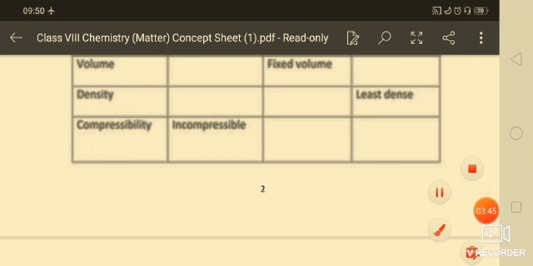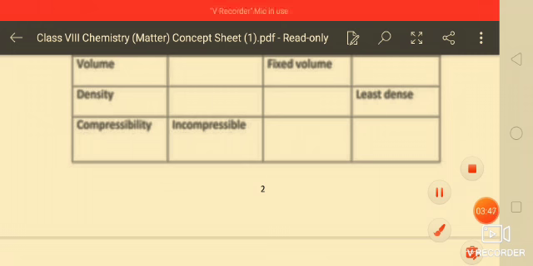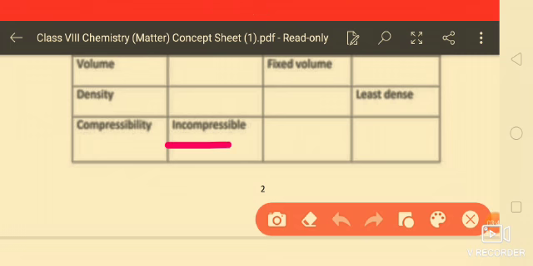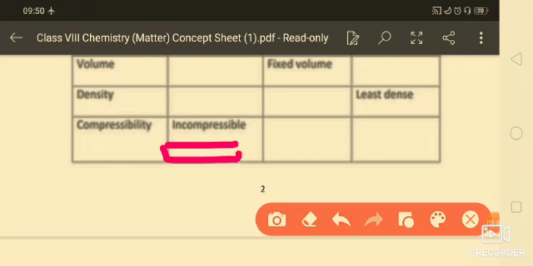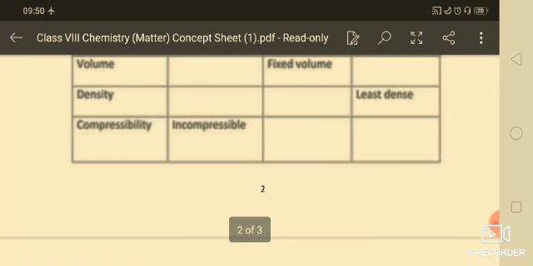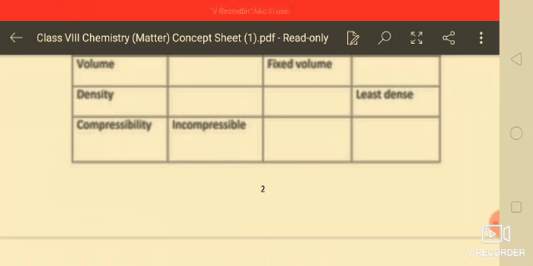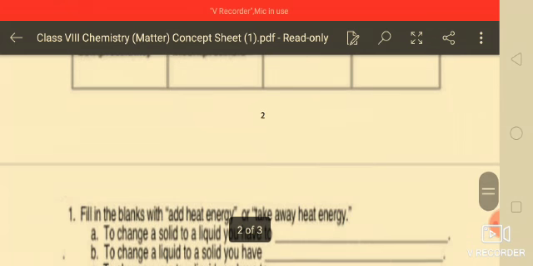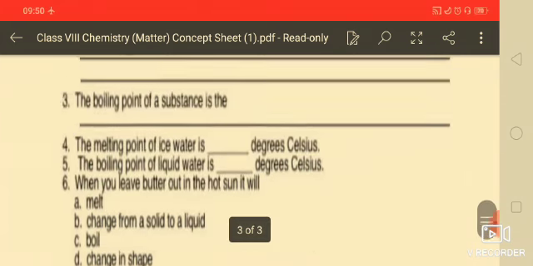Students, next one is compressibility. You know that solids are almost incompressible. So compressibility is not found in solid, and liquid is more compressible than solid but less compressible than gas, and gas is the most compressible. You know that CNG and LPG are filled into bottles and cylinders in compressed form.